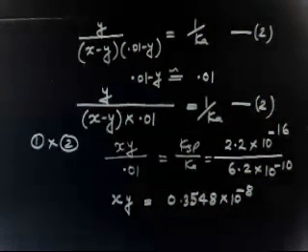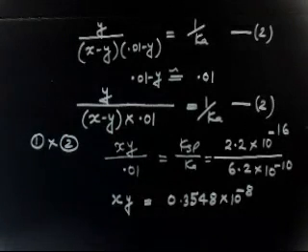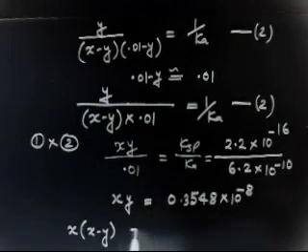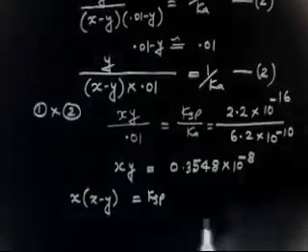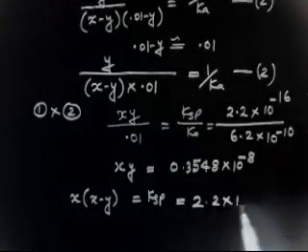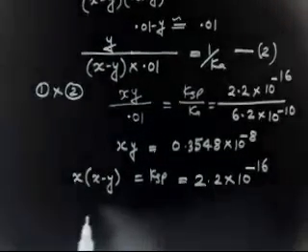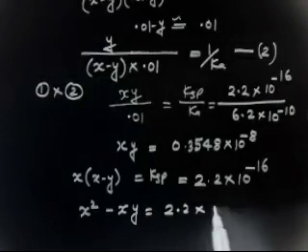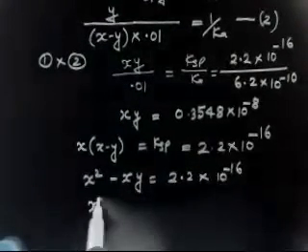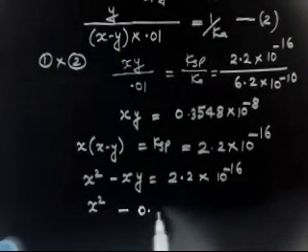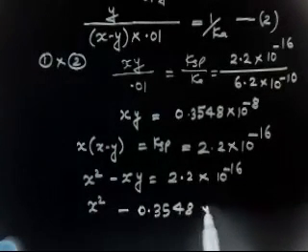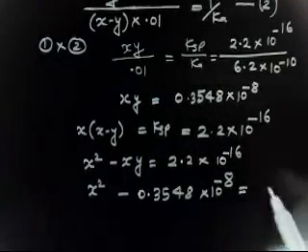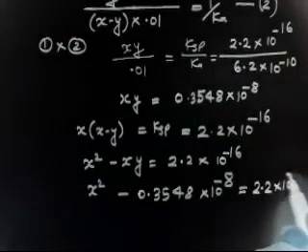So I want the value of x. So what will we use? Use equation 1. So in equation 1 you have x into (x minus y) is equal to Ksp. So this is my equation 1. And the value of Ksp is nothing but 2.2 into 10 to the power minus 16. So I will have x square minus x y is equal to 2.2 into 10 to the power minus 16. And the value of x y we have, 0.03548 into 10 to the power minus 8, is equal to 2.2 into 10 to the power minus 16.